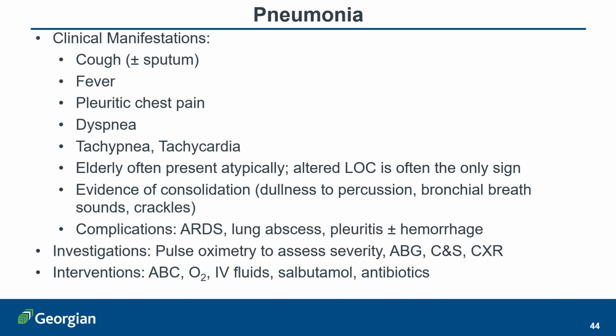In terms of the interventions, always support the ABCs, oxygen therapy if required, IV fluids for rehydration, salbutamol as a bronchodilator, as well as antibiotics to treat the causative microorganisms. But that's where C&S is required in order to see what the causative microorganism is and is it sensitive to the particular antibiotic that is planning to be administered.